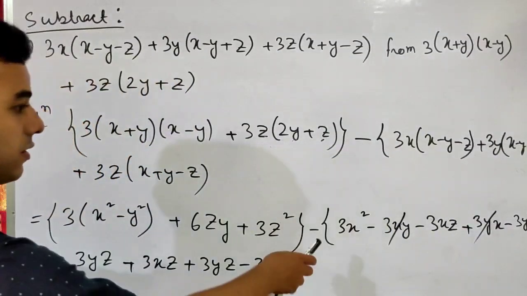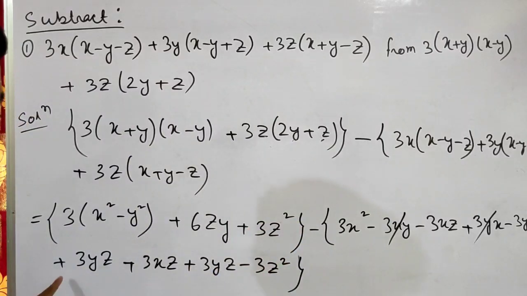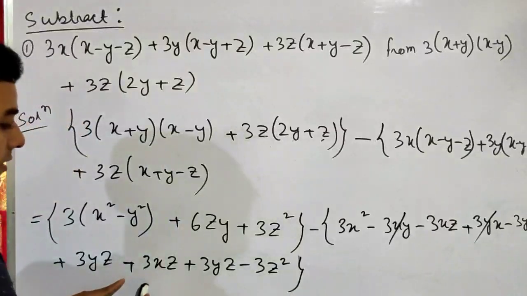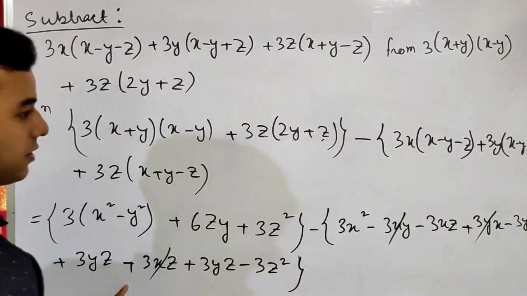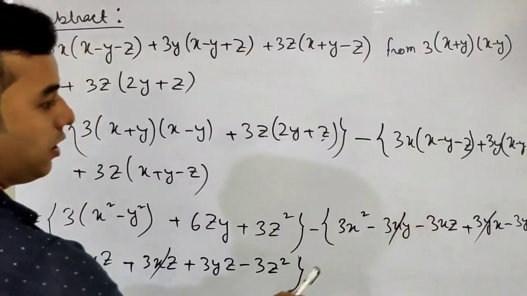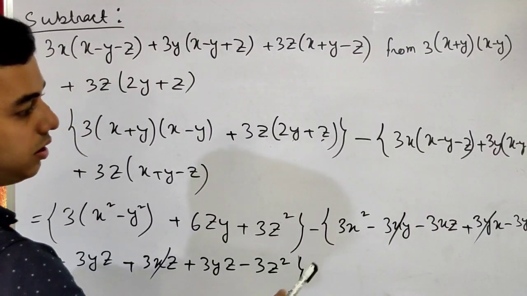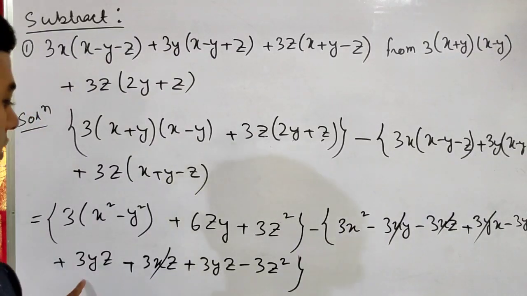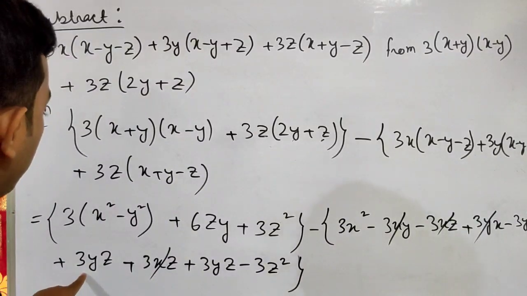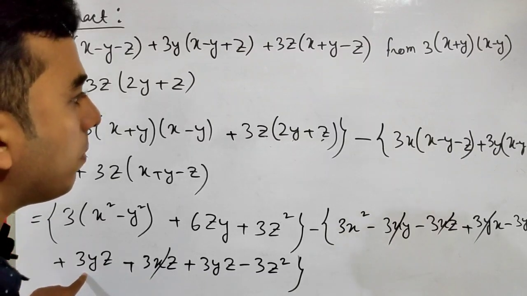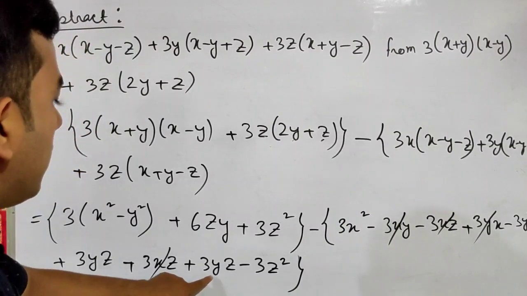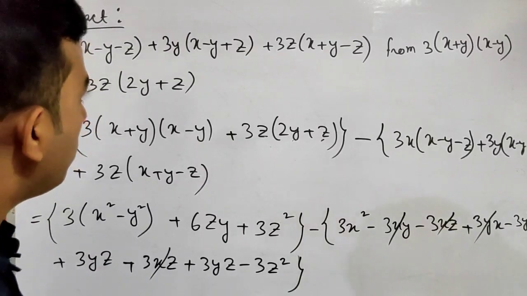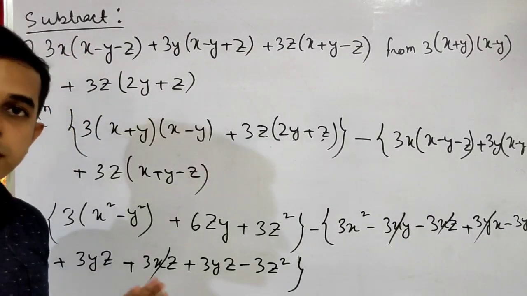Next is minus 3xz. Look, minus 3xz and plus 3xz cancel, isn't it? Next is plus 3yz, plus 3yz and plus 3yz, same thing. So it will be here. Up to this, clear?